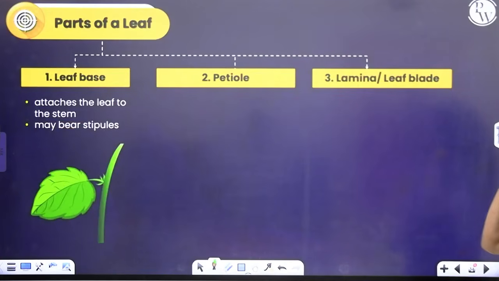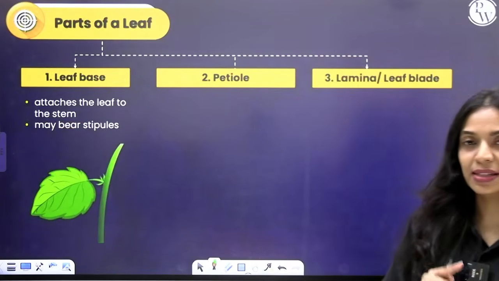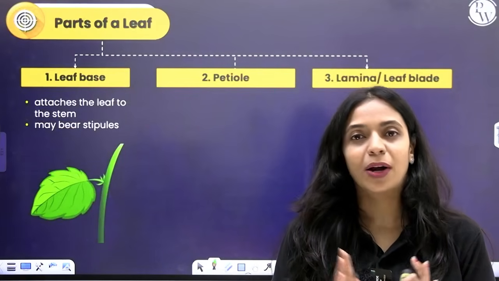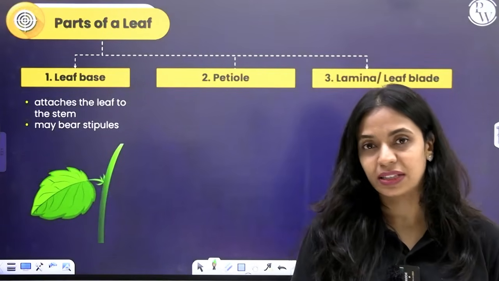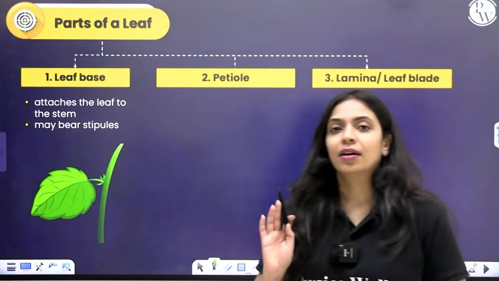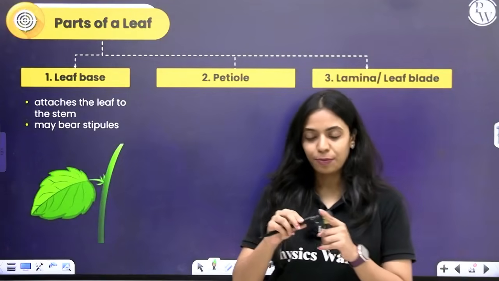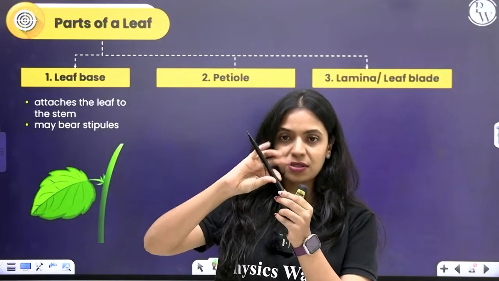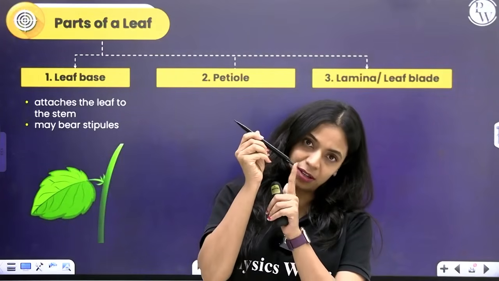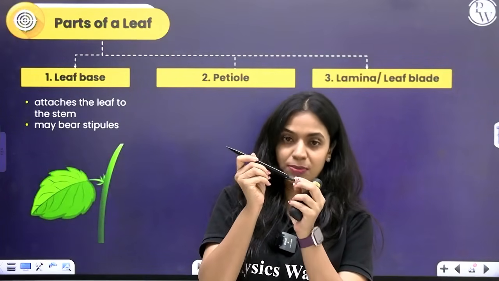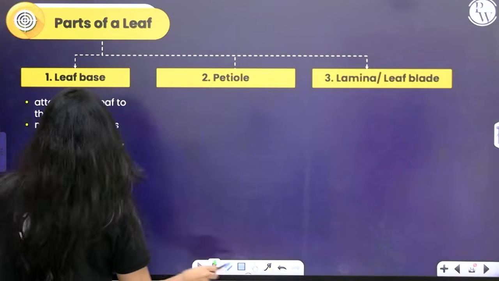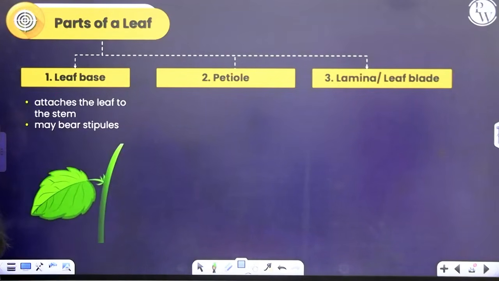Now, there are three different parts to a leaf. One is the leaf base, one is the leaf stalk which is called the petiole, and the expanded part of the leaf which we call the lamina or the leaf blade. What is the leaf base? Leaf base is the point of the leaf which attaches to the stem. Like if this is the stalk of the leaf, the base of the stalk attaches to the stem. This is called the leaf base. Okay. So the leaf base is the part of the leaf that attaches the leaf to the stem.